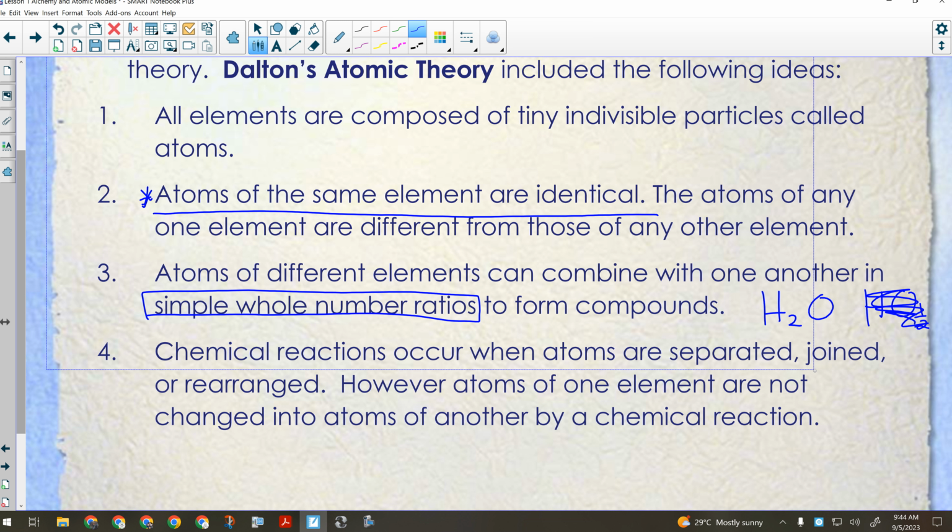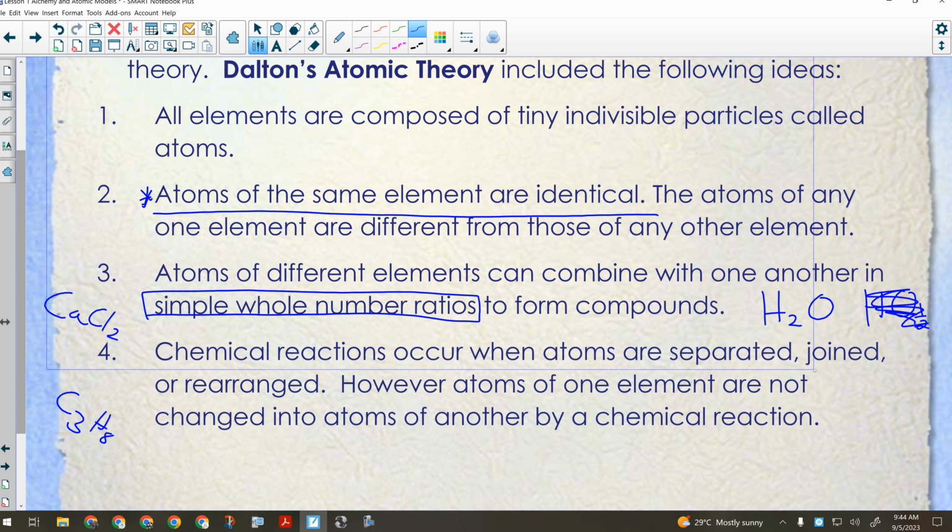You could have H2O, or you could have CaCl2, or you could have C3H8. You could have all these different compounds, but they're all going to be whole number ratios. In the case of the last one, 3 to 8. 1 to 2, 2 to 1. There's always going to be whole numbers of the individual particles. Everybody all right with that?